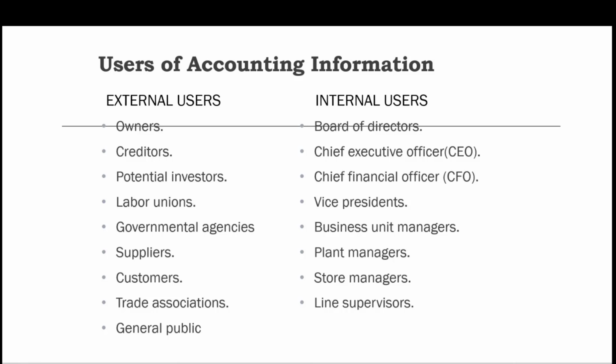Then we have the internal users. So these people, most of the time, will have the management information. The one on the right, the one that says internal users. These people will need the management pack or the management accountant. So the board of directors, they need a management accounting pack. Why? Because the management accounting pack has got more detail that the public do not have access to.